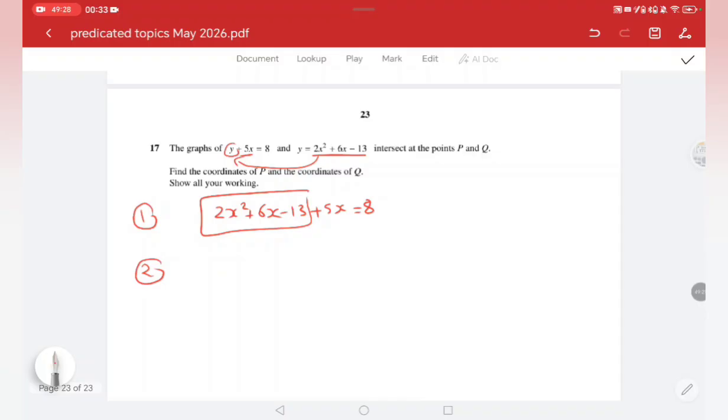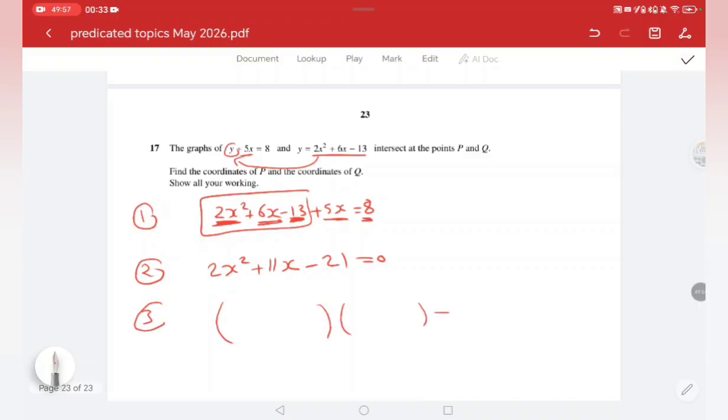Okay, let's see. Collect the like terms: 2x squared, here 6x plus 5x, this is 11x, and minus 13, and minus 8. So this will give us minus 21 equals 0. Okay, we need to solve this quadratic equation.